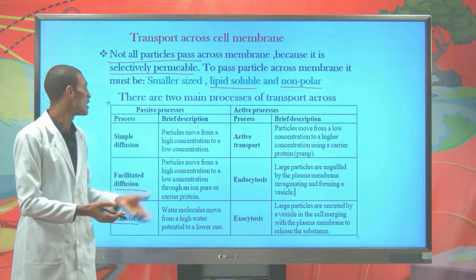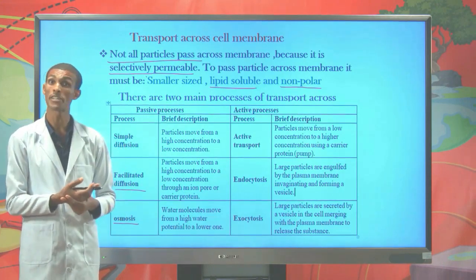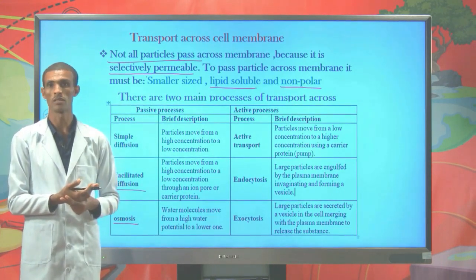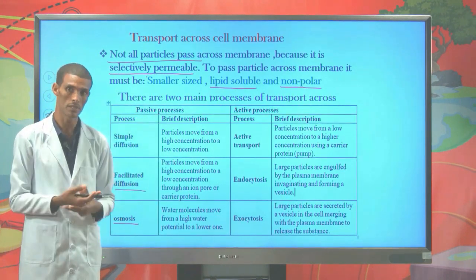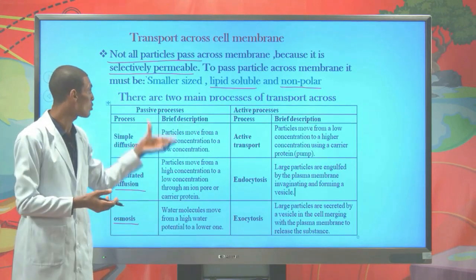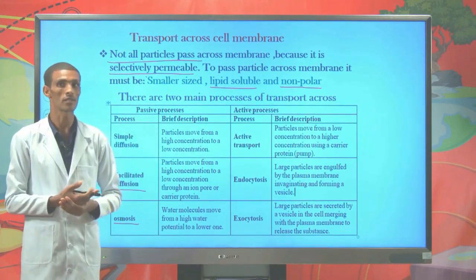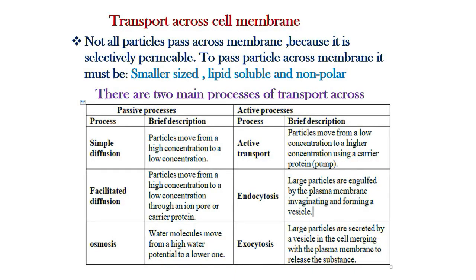Well then, student, there are many factors that affect the process. Temperature is a very important one. The distance over which the passive process takes place, the surface area of the membrane, and the concentration gradient are other factors. So, very good. Active process.